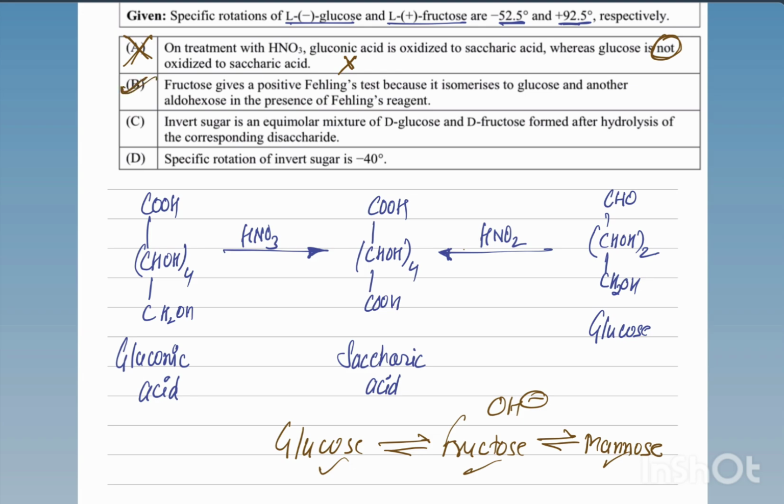B statement is correct. If you see the C statement, it is said that invert sugar is an equimolar mixture of D-glucose and D-fructose formed after hydrolysis of the corresponding disaccharides. So this is also correct.